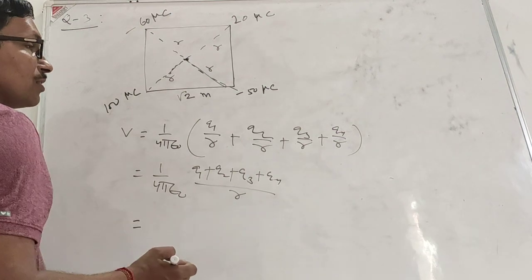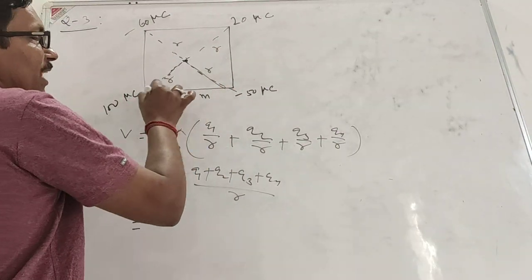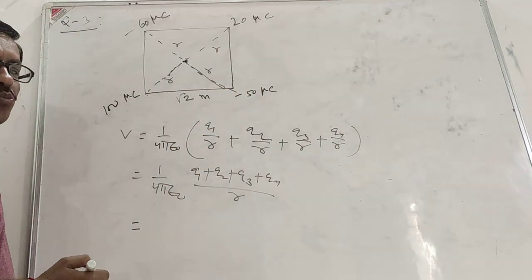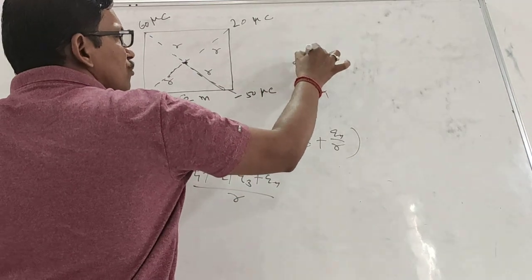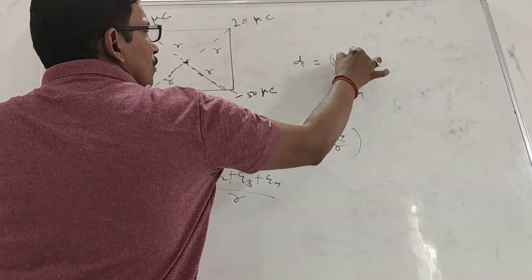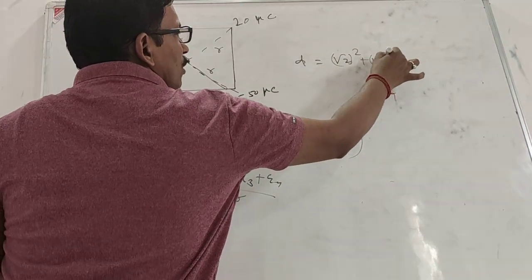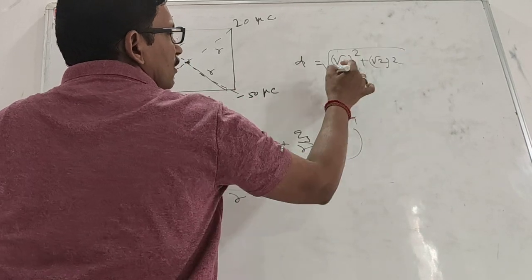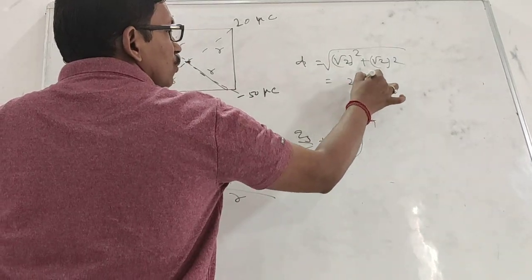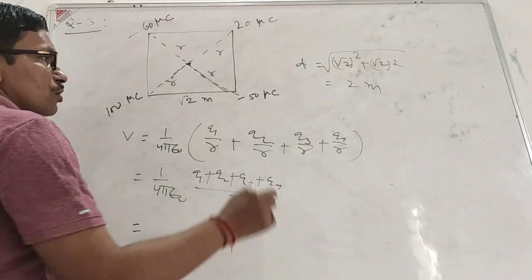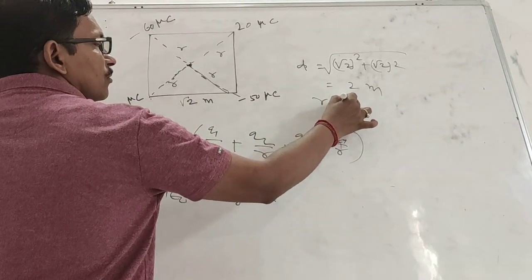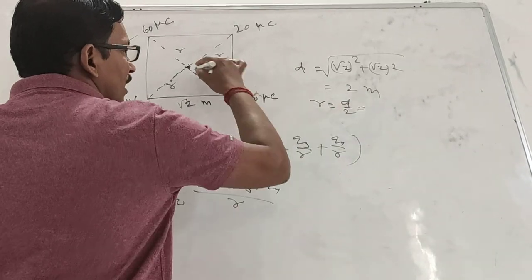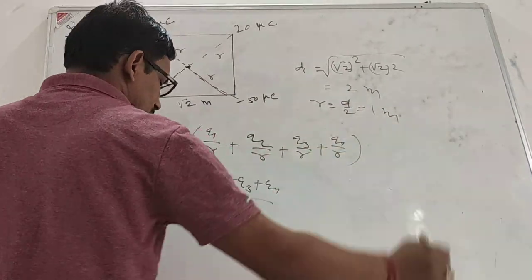Now what is R? The length of each side of the square is root 2 meter. So the diagonal of the square is root of (root 2 square plus root 2 square), that is 2 meter. So R is equal to d by 2, that is half of the diagonal, that is 1 meter.